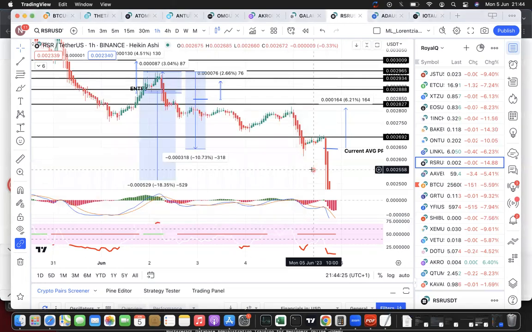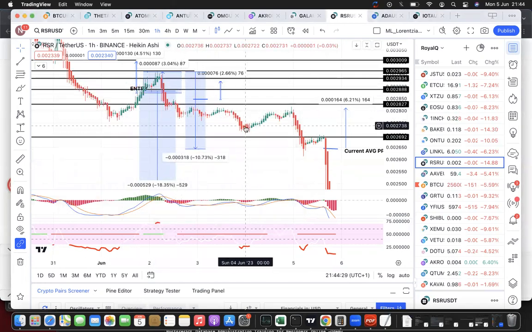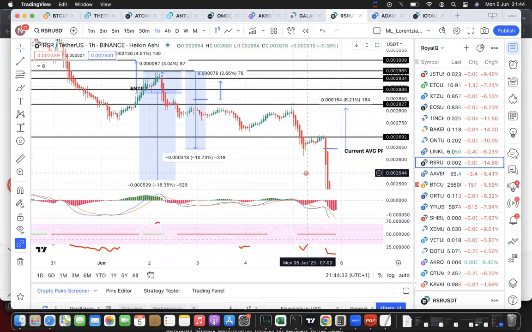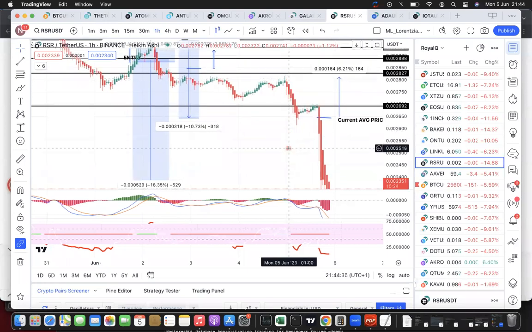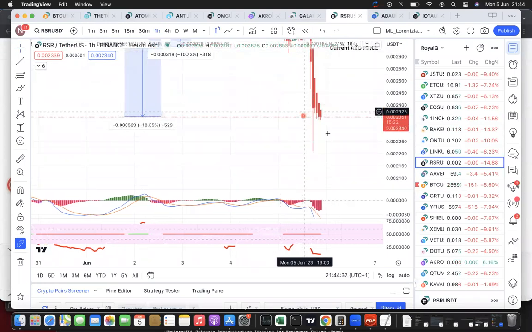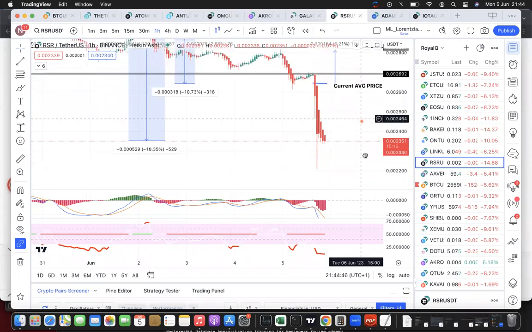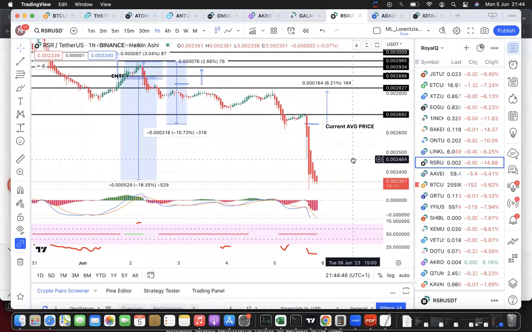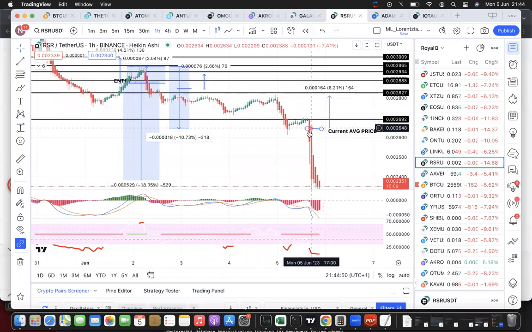So look at this trade in question. Our entry was here. RoyalQ bought here. It bought more here. It bought more here. It bought more here. And when the market went deeper to this point, it bought more here. So guess what? Where would your average price be? Now, when I examined the real trade on the RoyalQ app, the average price was right here.